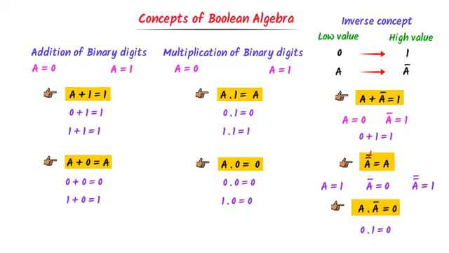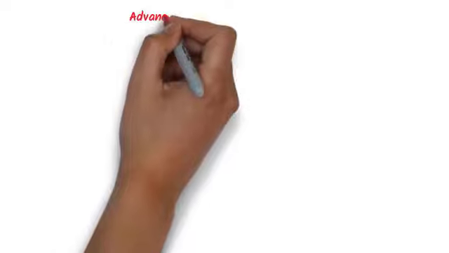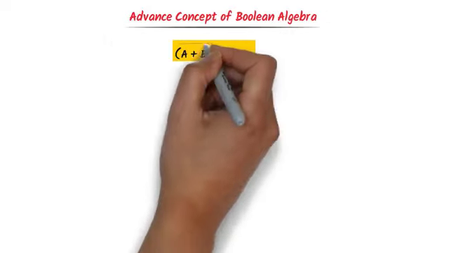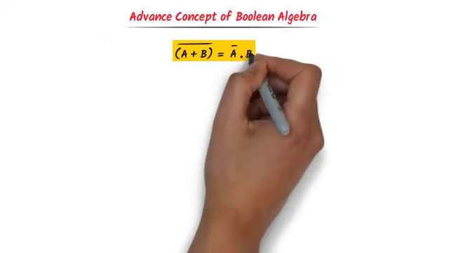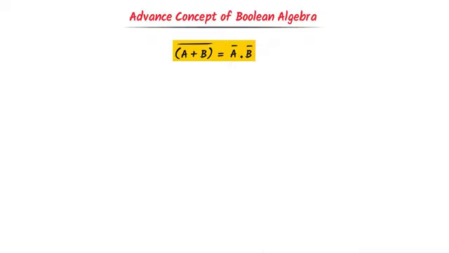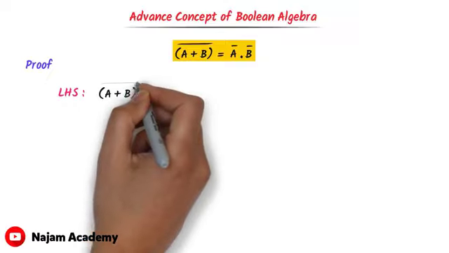Thus noted down all these basic concepts of Boolean algebra. Now I will teach you one advanced concept of Boolean algebra. A plus b whole bar equals a bar plus b bar. Let me also teach you its proof. Firstly, consider left hand side. At the left hand side, we have a plus b whole bar.